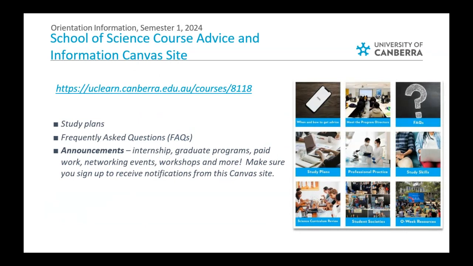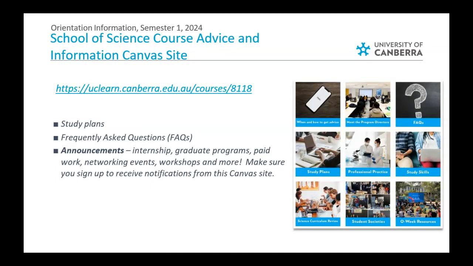So that School of Science course advice and information Canvas site, when you click into it, it's got things like study plans, it's got frequently asked questions and a whole range of different information that they'll send out via announcements. You should see something like what's on the side here with these extra tiles. So where to go and get advice, meet your program directors. I don't think my video is up there yet, but it will come at some point, unfortunately. Frequently asked questions, as I said, study plans. These are maybe a bit more detailed than what was on the digital handbook.